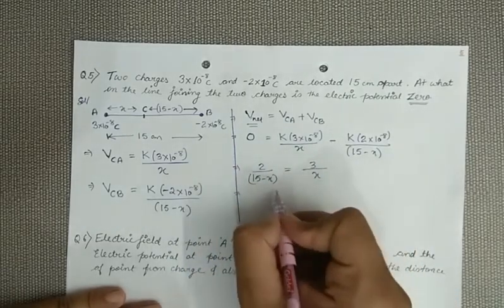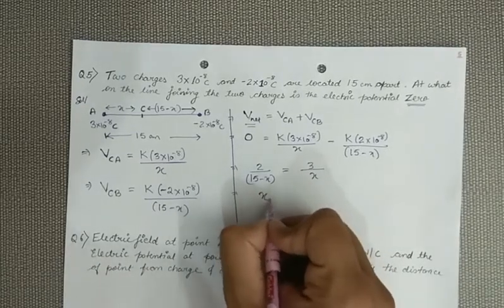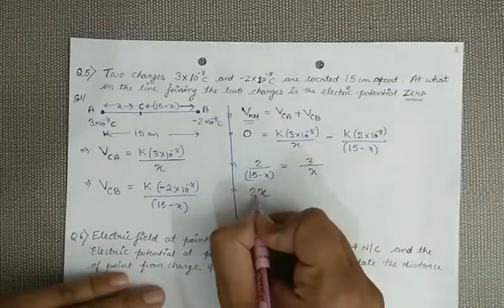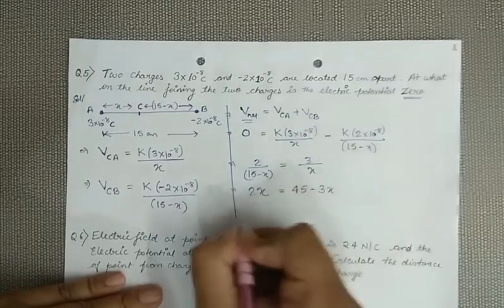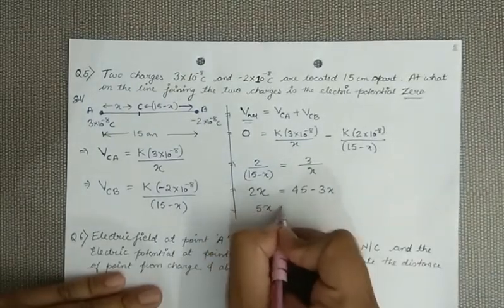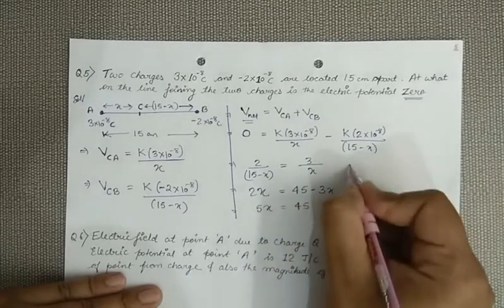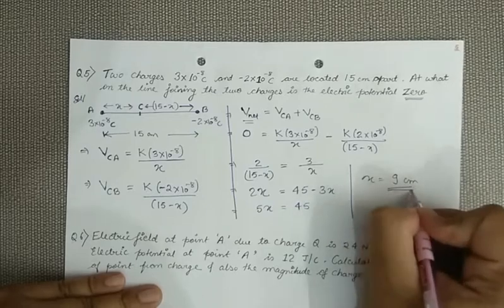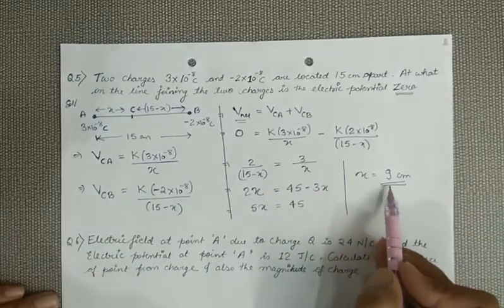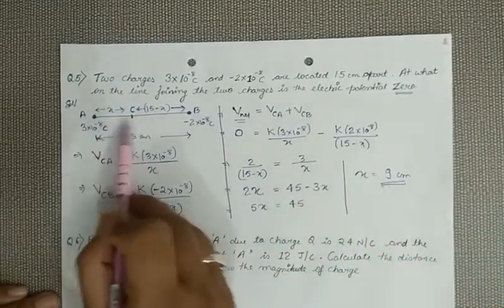Just simplify this and you will get your value of x: 2x equals 45 minus 3x. So 5x equals 45. So finally the value of x equals 9 centimeter. So the point where the potential is 0 is 9 centimeter from A. This is the answer.